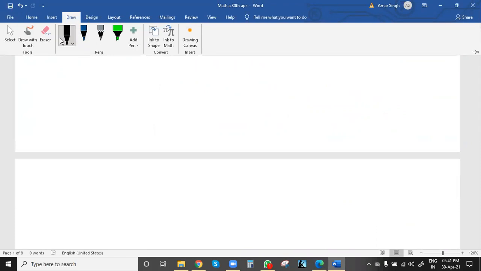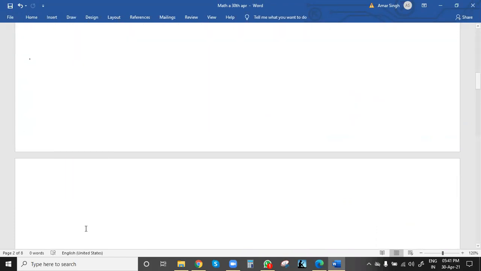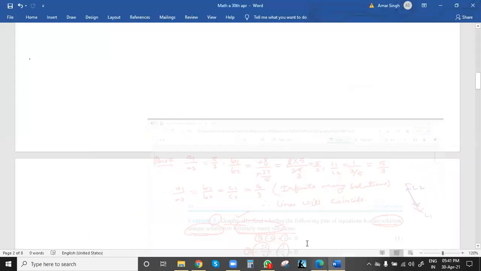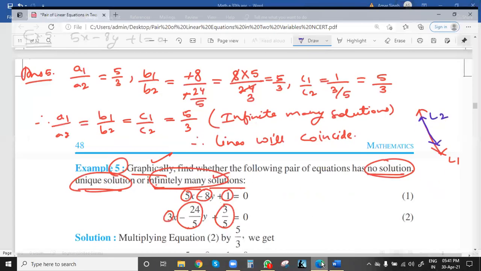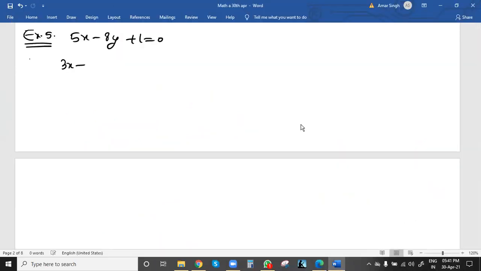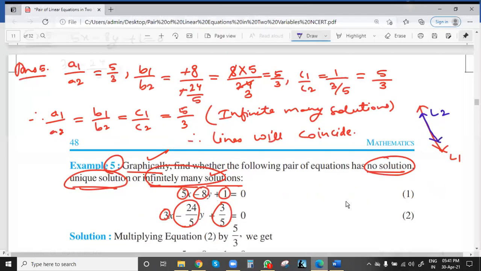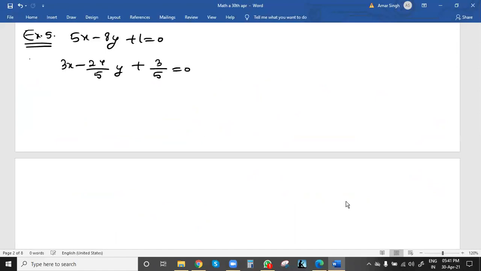Answer number. This is the second example, Example 5. The first equation is 5x minus 8y plus 1 equal to 0, and the second equation is 3x minus 24 by 5 y plus 3 by 5 equal to 0.